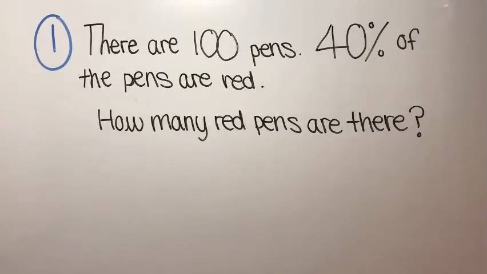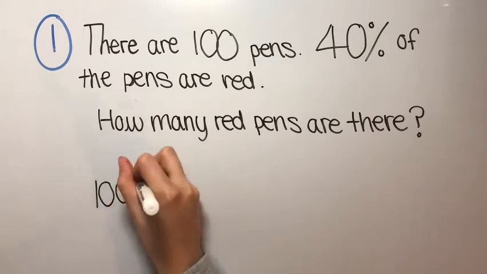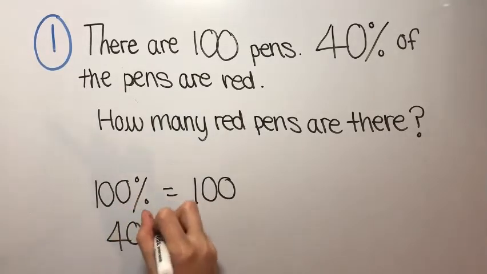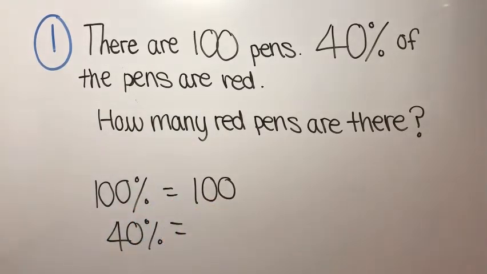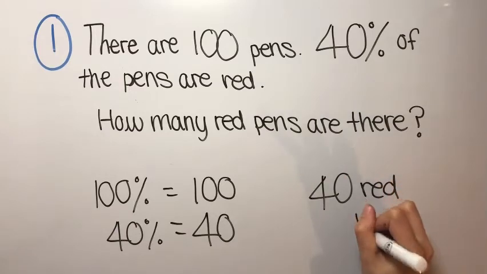This is our first question. Question 1. There are 100 pens. 40% of the pens are red. How many red pens are there? Now this is a very simple question. We know that 100% of the pens would be 100. So 40% of the pens would just be 40. So our answer is 40 red pens.